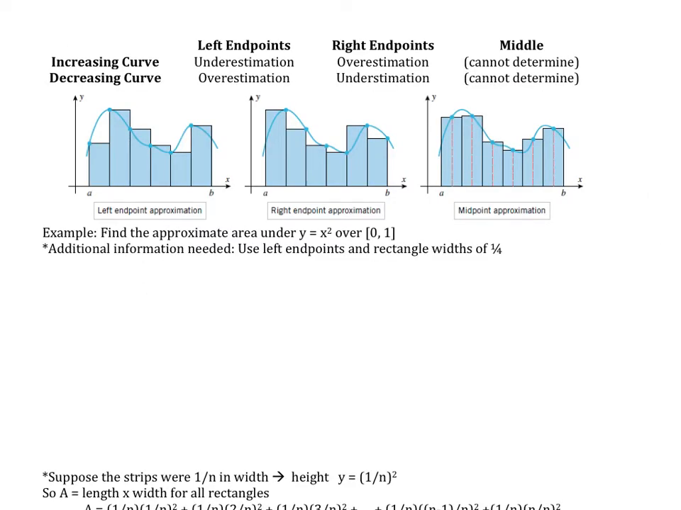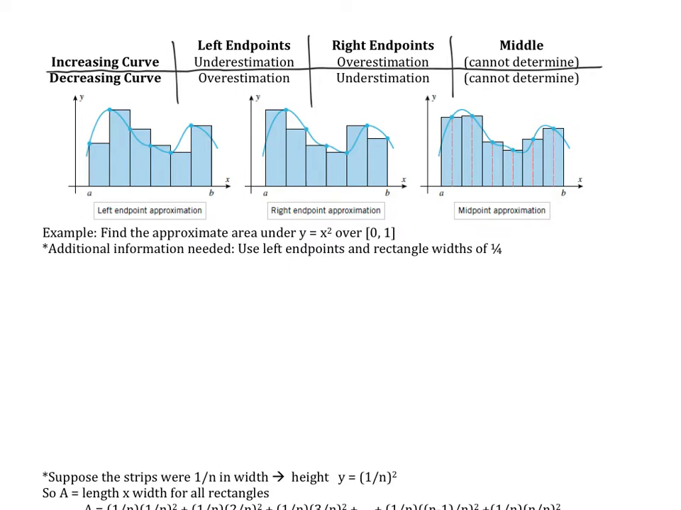All right, so here we're going to talk about different types. If I have an increasing curve or a decreasing curve, if I use left endpoints, right endpoints, or middle. So this is almost like a chart so that you can kind of see what's going on here. If I have an increasing curve, in other words, the curve is going up, and I use left endpoints, that's this situation right here. The curve is going up, and I'm using a left endpoint to draw a rectangle. I will get an underestimation because I will have this gap right here.